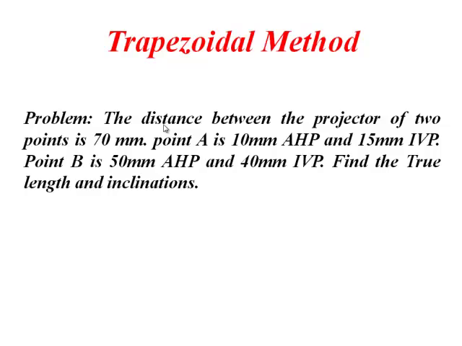The distance between the projectors of two points is 70 mm. Point A is 10 mm above HP and 15 mm in front of VP. Point B is 50 mm above HP and 40 mm in front of VP. Find the true length and inclinations.